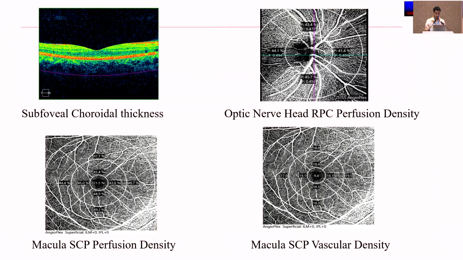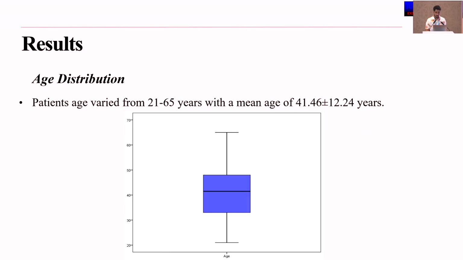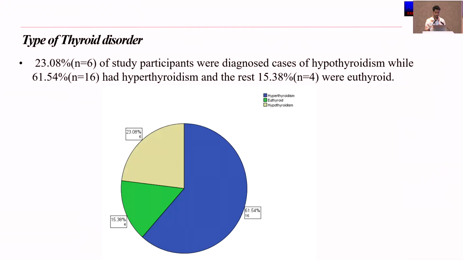This is showing OCT macula showing the subfoveal choroidal thickness, optic nerve head, radial peripapillary capillary perfusion density, OCT macula superficial capillary perfusion density, and superficial capillary plexus vascular density. Statistical analysis was conducted. These are the results. The age of the patient varied from 21 to 65 years, with majority being females.